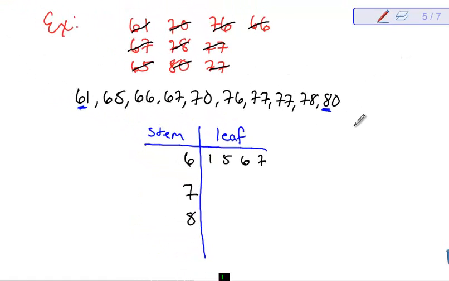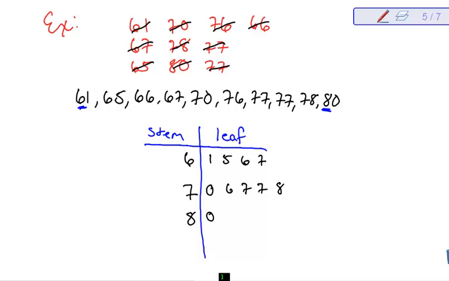Now then, with my 70s, I have a 0, I have a 6, I have two 77s. I need to write both of those down. And then I have an 8. Again, notice that I have tried to keep things fairly lined up. Since I had two 77s, I needed to write down the 7 twice here. And then in the 80s, I just had a 0.